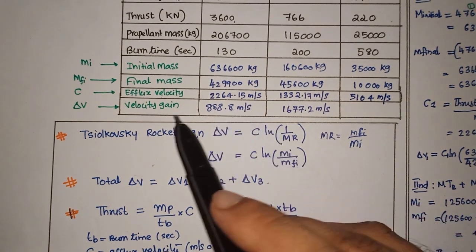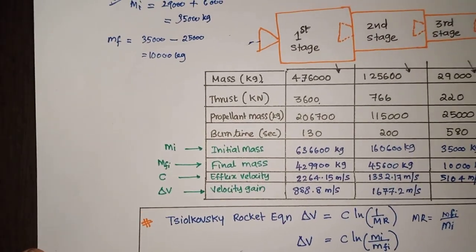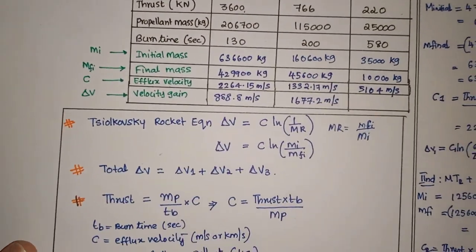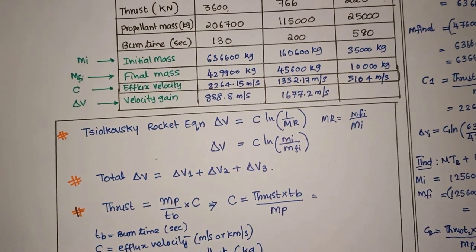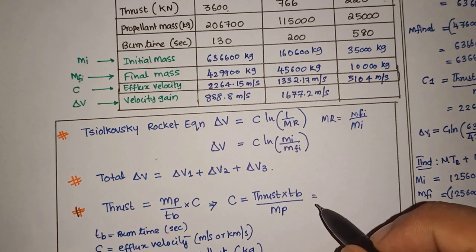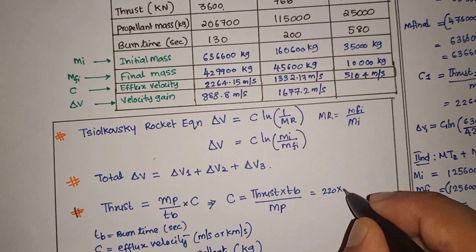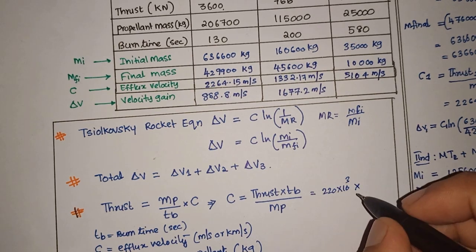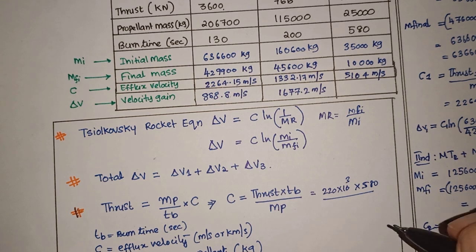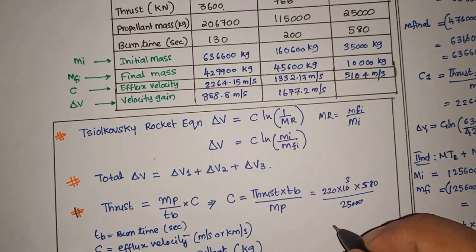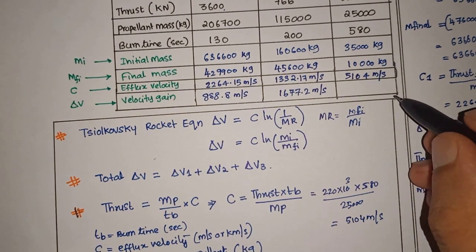Okay, so this is going to be like this if at all you are going to use this one. Now the velocity gain, if you know the C value. Let's say you got the C from this equation. If you want me to write the steps also, it's fine. You have the thrust here, which is 220 into 10 cube, and the burn time is 580, divided by the mass of the propellant, which is 25,000. So this will yield me around 5104 meters per second. That is what I have written here.